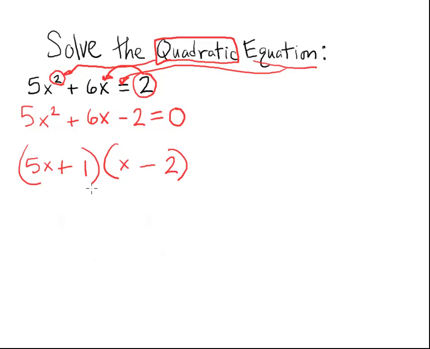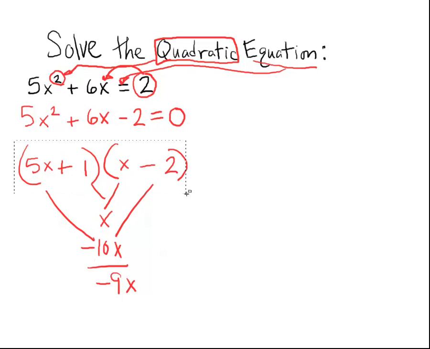I'm not going to do the whole full-out FOIL. I'm actually just going to try the inners and the outers here. So the inners, 1 times x would give me just an x, and 5x times -2 would give me a -10x, and if you add those up, you see that we would get a -9x. Oh man, that's not what I wanted. I wanted a +6x. So I hope you see, and I'm not going to bother doing this anymore. Look, factoring just isn't going to work. It's just not going to work at all.